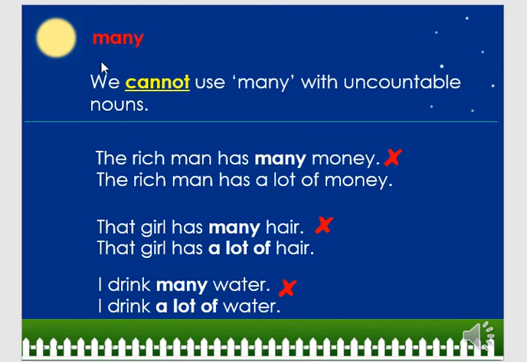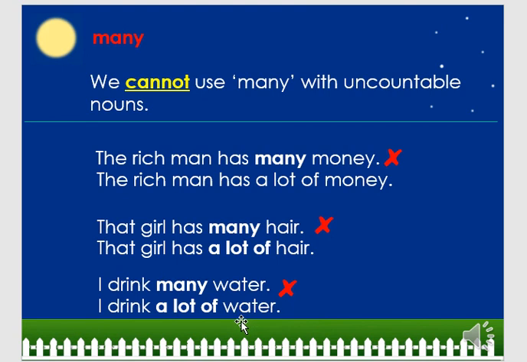Next, the quantifier many. Now we cannot use many with uncountable nouns. Example, I don't say the rich man has many money. I say the rich man has a lot of money. And I don't say that girl has many hair. I say that girl has a lot of hair. Lastly, I wouldn't say I drink many water. I would say I drink a lot of water.